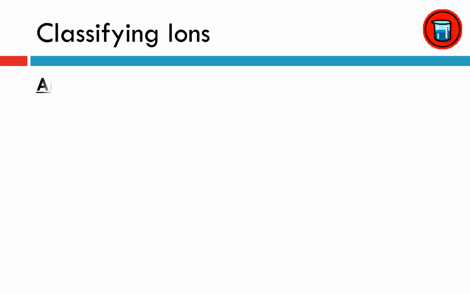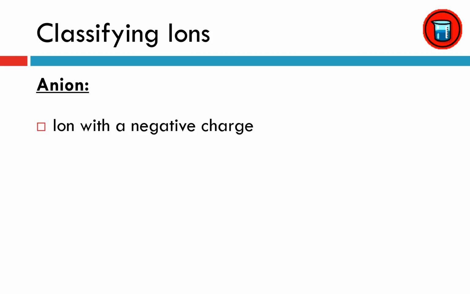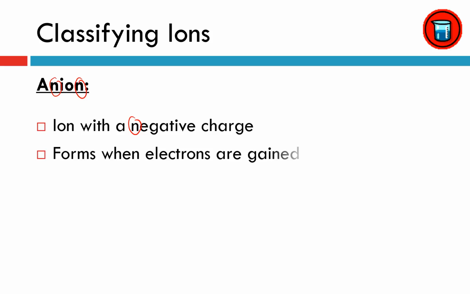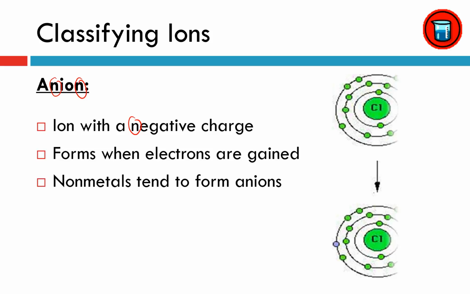The opposite of cations are anions. Anions, as you might imagine, are ions with negative charge. The way I remember this is I've got two N's in the word anion, and negative starts with an N. Anions are formed when electrons are gained. So electrons are negatively charged. When an atom gains electrons, it's gaining negative charges, so we're going to end up with an overall negative charge. And our nonmetals tend to form anions.